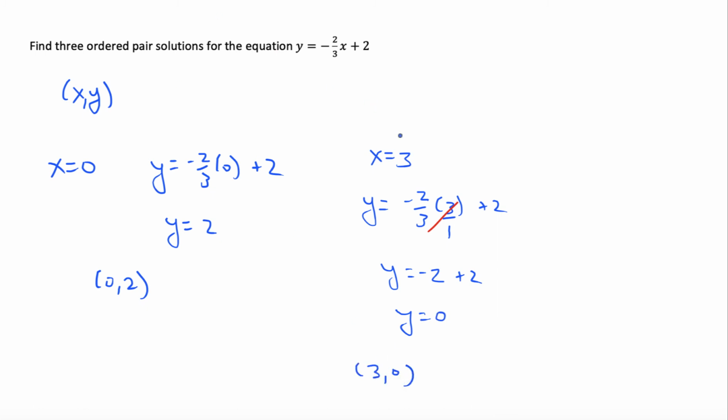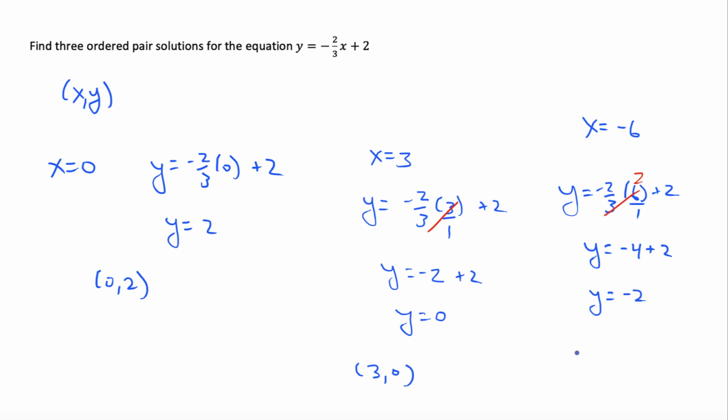For my third value, I'm just going to plug in x equals, let's say, negative 6. Once again, I'm going to pick values of x that are multiples of 3 because of this 3 in the denominator. So y equals negative 2/3 times negative 6 plus 2. Once again, we could write this as 6 over 1. Also, the 3 does go into the 6 twice. So what do we get? y equals negative 4 plus 2, and that just equals negative 2.